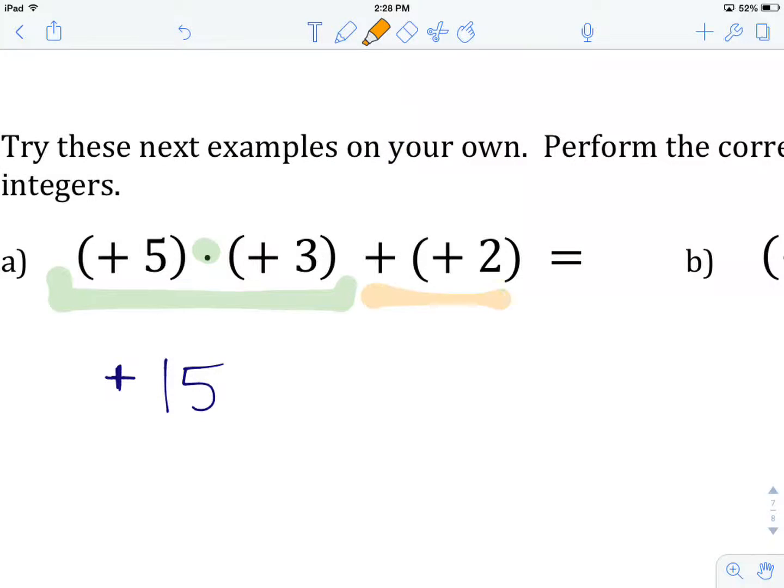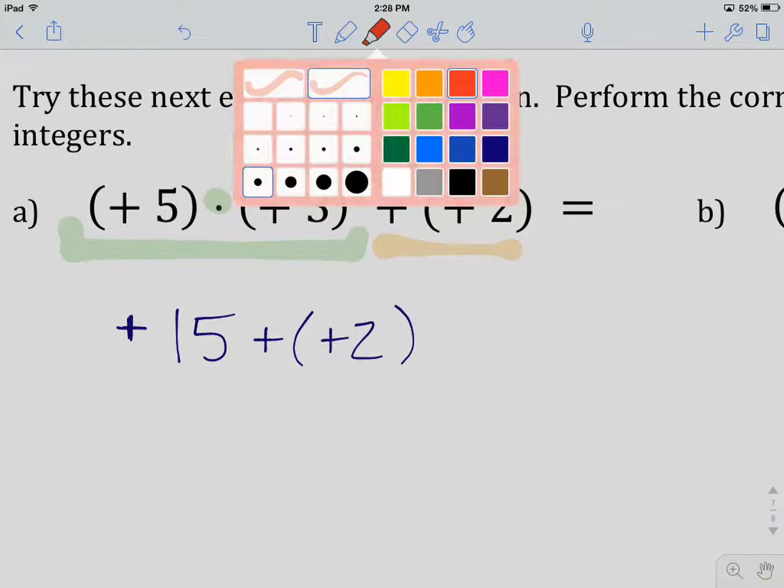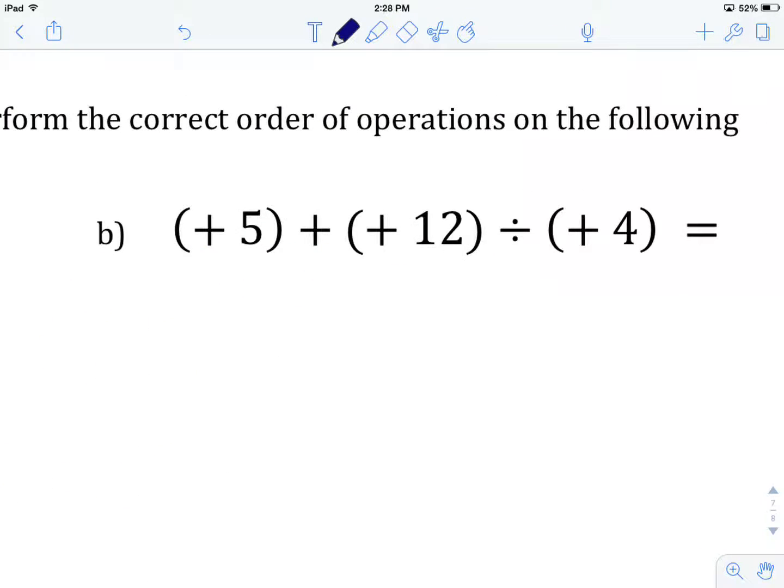And then I'm going to write out just whatever was left, plus positive 2. That's what was left, and I haven't done anything with that piece yet, the addition. So now we are adding. We have a positive 15 plus positive 2. That's going to give us positive 17 as an answer. So hopefully this matches up to your own answer. What I'd like you to do now is hit pause on this video, give B a try. When you've got an answer, come on back and we'll see how you did.